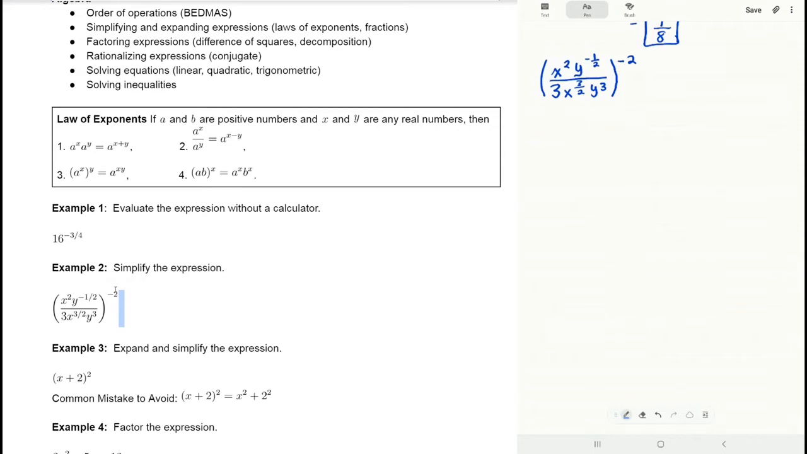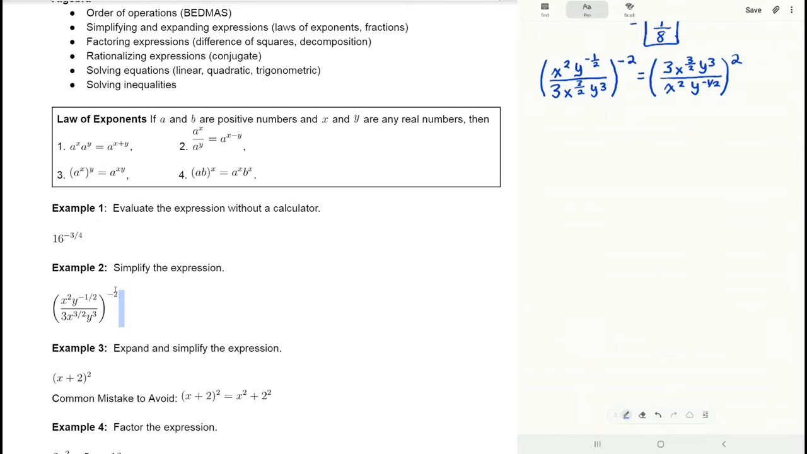So let's first start by dealing with the negative 2 on the outside of the brackets. So again, if we want to change this to a positive exponent, we can take the reciprocal of what is inside the brackets. So this will be equal to the reciprocal of the fraction. So we have 3x to the 3 over 2 times y cubed divided by x squared times y to the negative 1/2, all raised to the power of positive 2. So we change the exponent to a positive 2 by taking the reciprocal of what is inside of the brackets.